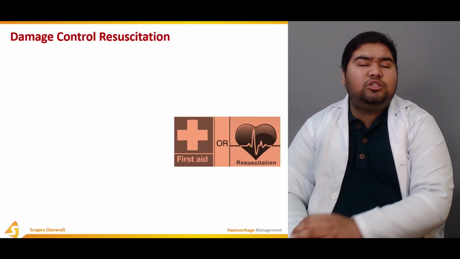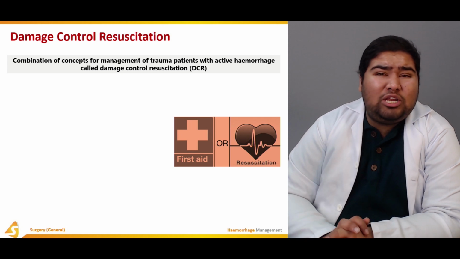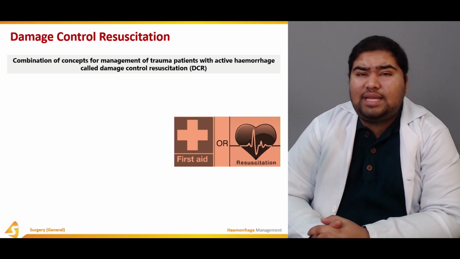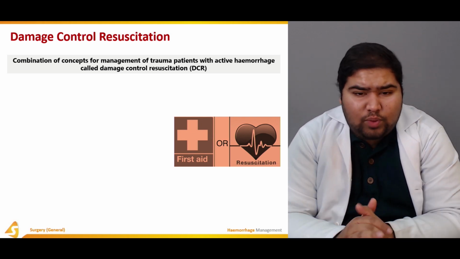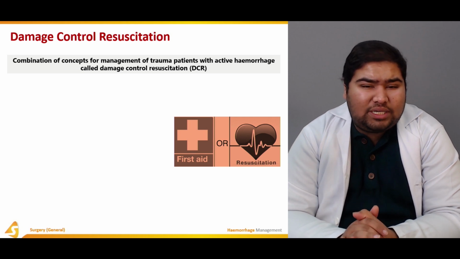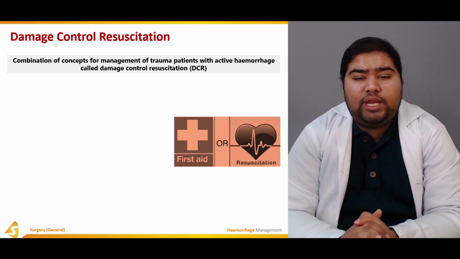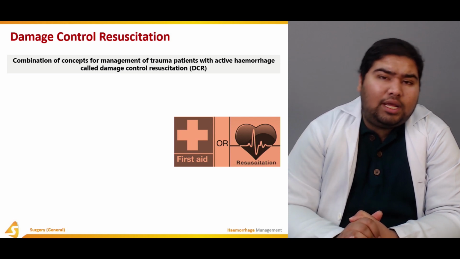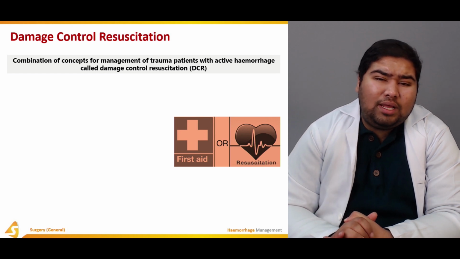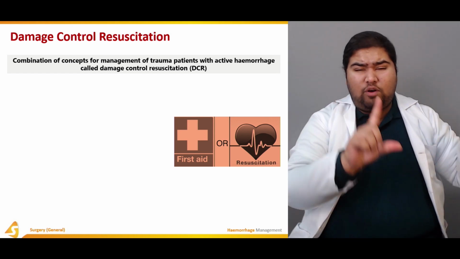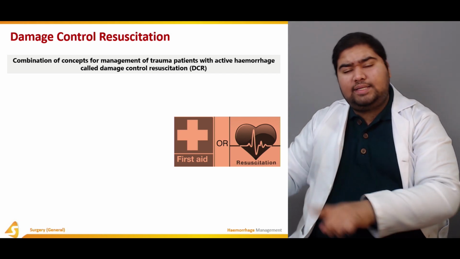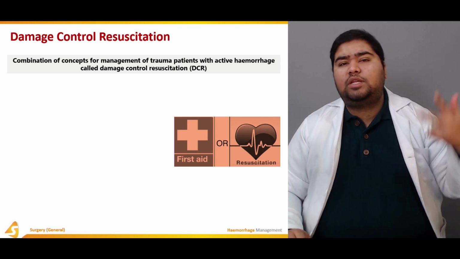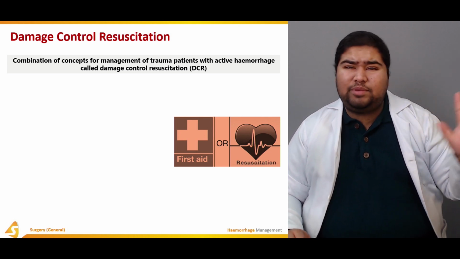So what is damage control resuscitation? It is a combined concept in which you're performing the damage control and you're resuscitating your patient as well. So let's see how you put it into proper words. It's a combination of concepts for management of trauma patients with active hemorrhage and is known as damage control resuscitation. So you're performing the damage control, you're performing the resuscitation. In damage control, you are stopping the bleed, you are preventing sepsis, and you are preventing further damage. That is your damage control done.